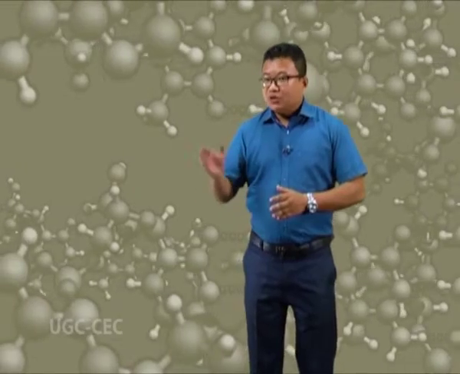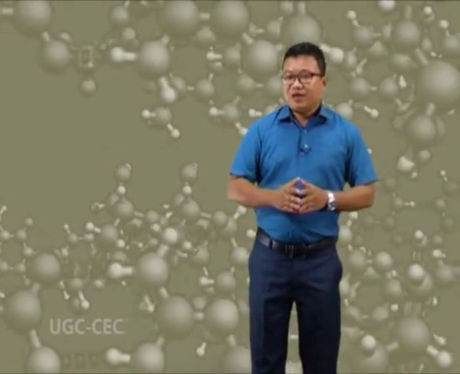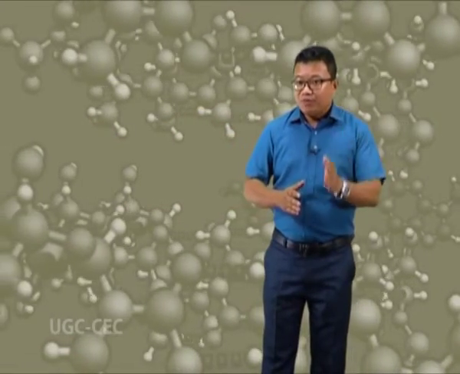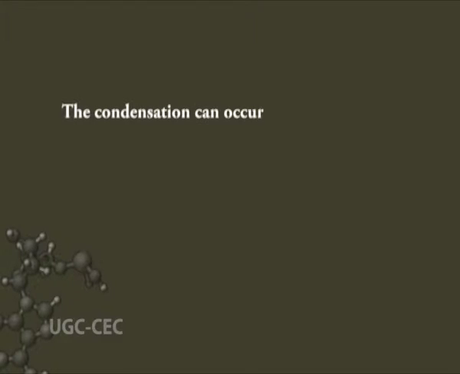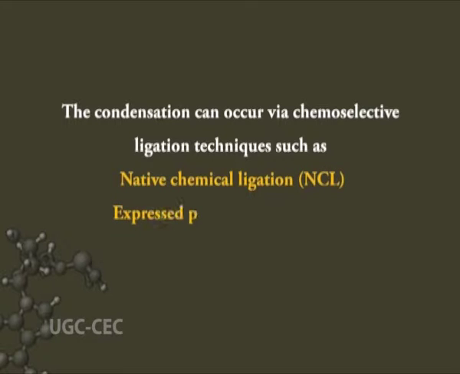This method is based on the independent synthesis of fully protected linear peptide fragments being selectively condensed in solution to obtain the desired polypeptide. The condensation can occur via chemoselective ligation techniques such as native chemical ligation, also referred to as NCL, and expressed protein ligation, referred to as EPL.